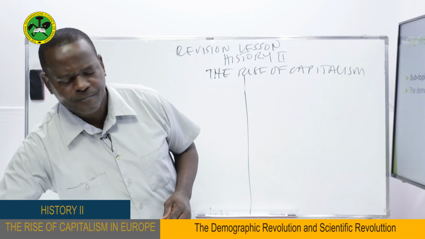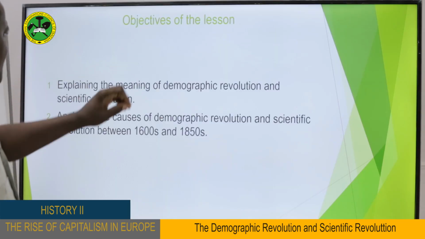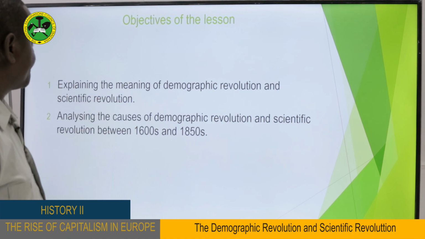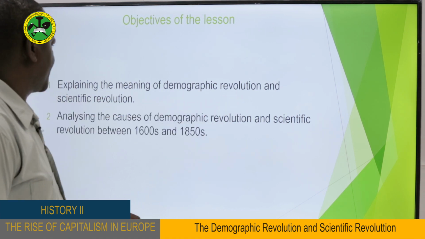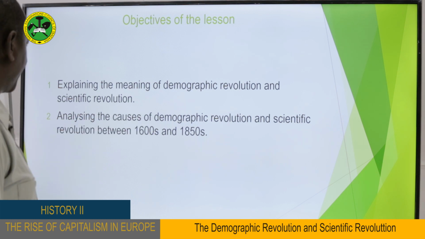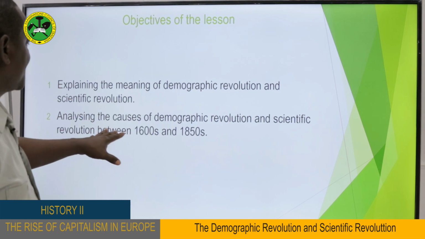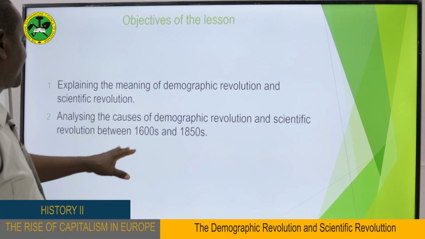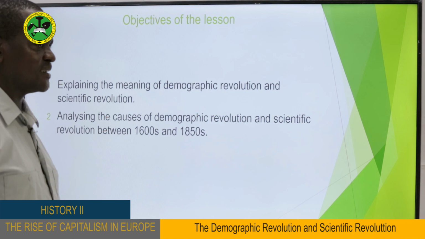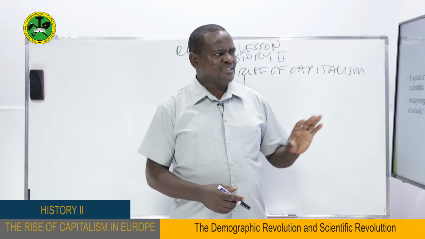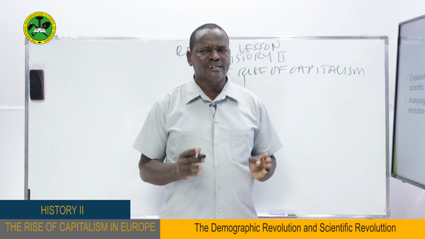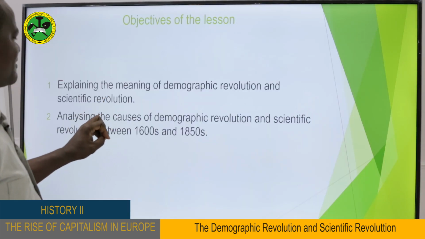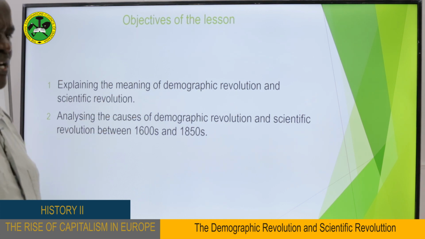My dear students, the objective of our lesson of today, the first objective is explaining the meaning of demographic revolution and scientific revolution. And the second objective is analyzing the causes of demographic revolution and scientific revolution between 1600s to 1850s. My dear students, these are our two objectives, and you have to make sure that at the end of our lesson of today, you are able to achieve these two very important specific objectives.